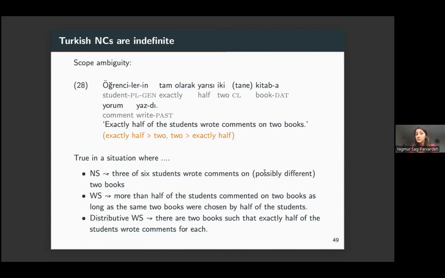It could be true in 2 different situations. If 3 of 6 students wrote comments on possibly different 2 books, the numeral construction takes narrow scope. And also in a situation where more than half of the students commented on 2 books, as long as the same 2 books were chosen by half of the students, then here the numeral construction would take wide scope. On top of that, there's also a distributed wide scope interpretation that I would like to skip for now.